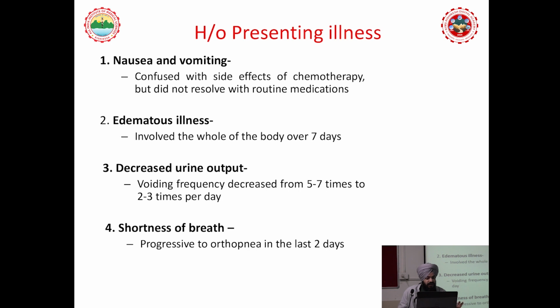History of presenting illness in detail: the patient's nausea and vomiting. Initially, patient confused these as side effects of chemotherapy, but later on the symptoms didn't resolve with the usual routine medications. The edematous illness involved the entire body for 7 days, associated with a decrease in urinary frequency from 5 to 7 times initially to 2 to 3 times per day. And from the last 2 days, patient was complaining of shortness of breath.